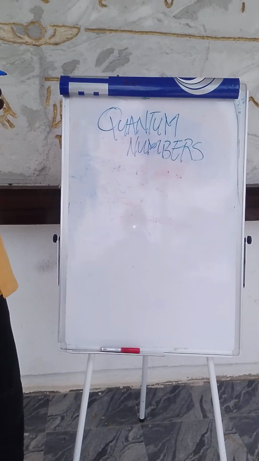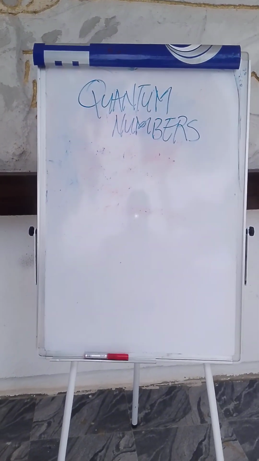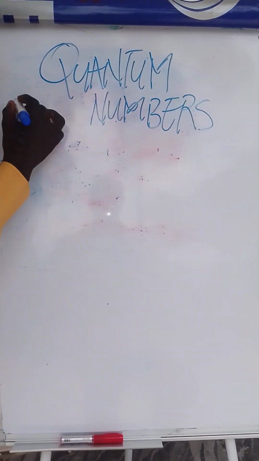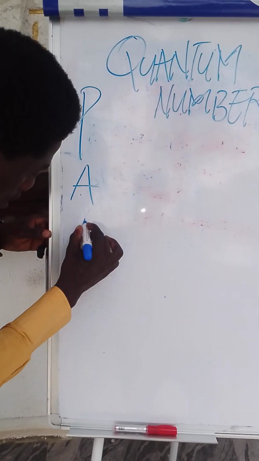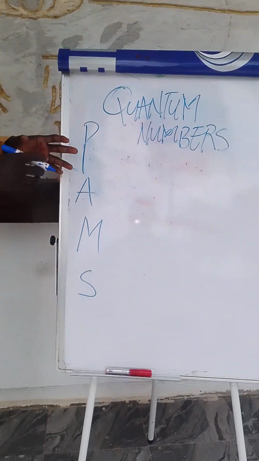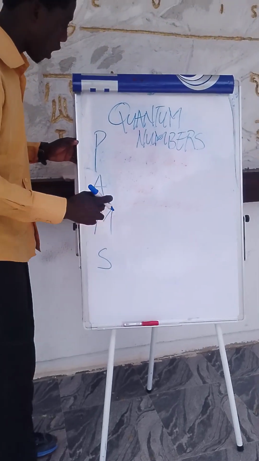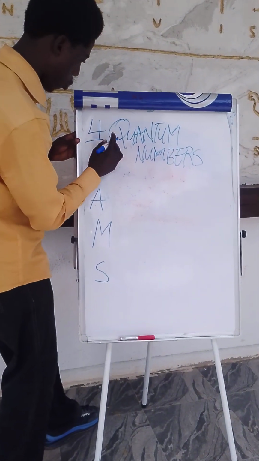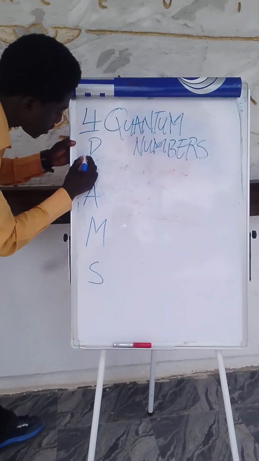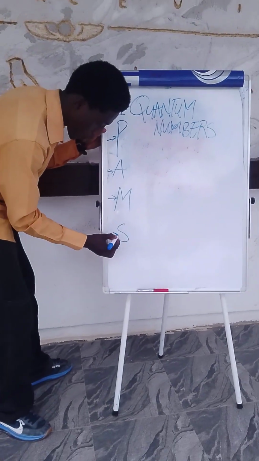The very first thing, the mnemonic I used to code this into my memory in such a way that I'll never forget again, is PAMS. That's P-A-M-S, PAMS. So these four here are the four quantum numbers. This is our P, this is our A, our M, and S.